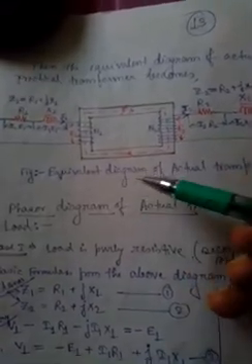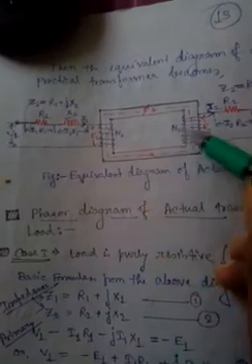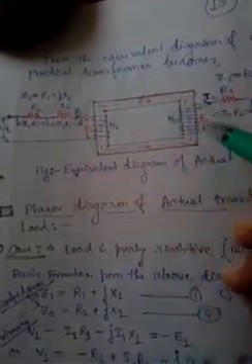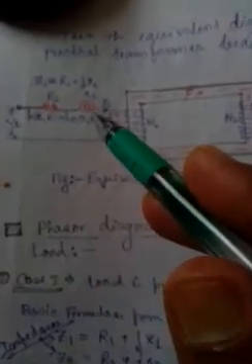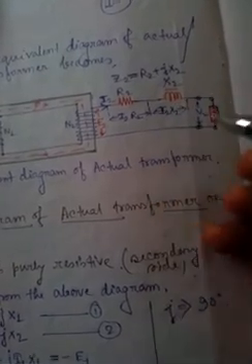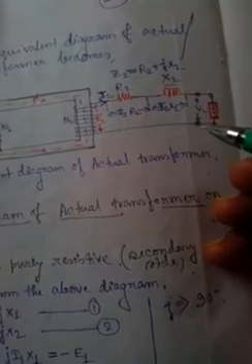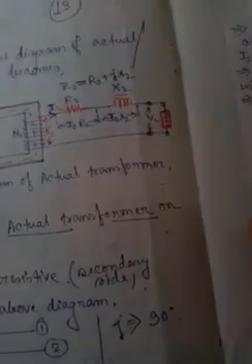Dear students, today we will discuss some theory topics of the transformer, like the equivalent diagram of an actual transformer. You see, this is the primary where we are given a supply V1. This is the primary winding, this is the secondary winding. Whenever we are talking about the practical transformer, we will have the primary winding resistance R1 and primary reactance X1, secondary resistance R2 and secondary reactance X2, and this is the terminal voltage V2. And this load may be a resistive load, inductive load, or capacitive load.